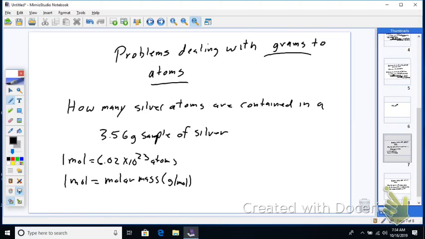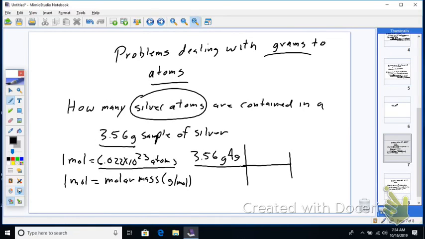In this one, we have grams, and we're going to look at finding how many atoms total. That's a huge number. If it was moles of atoms, it'd be just a regular number. But this is number of atoms, so we need to use Avogadro's number. To set that up, we take 3.56 grams of silver.